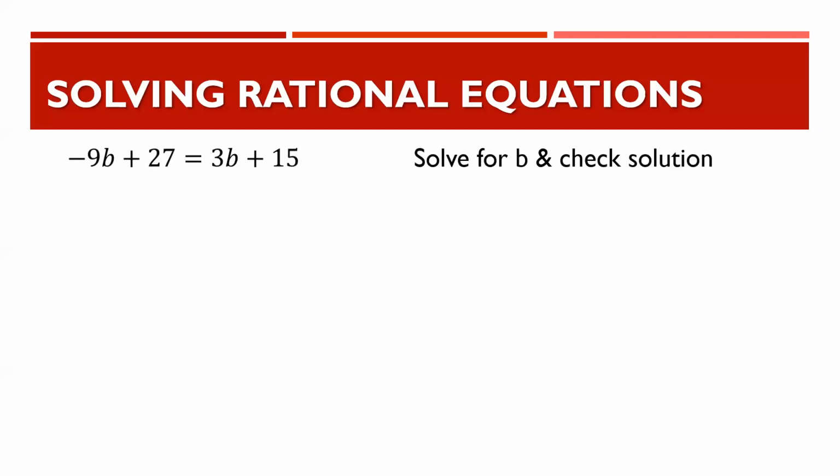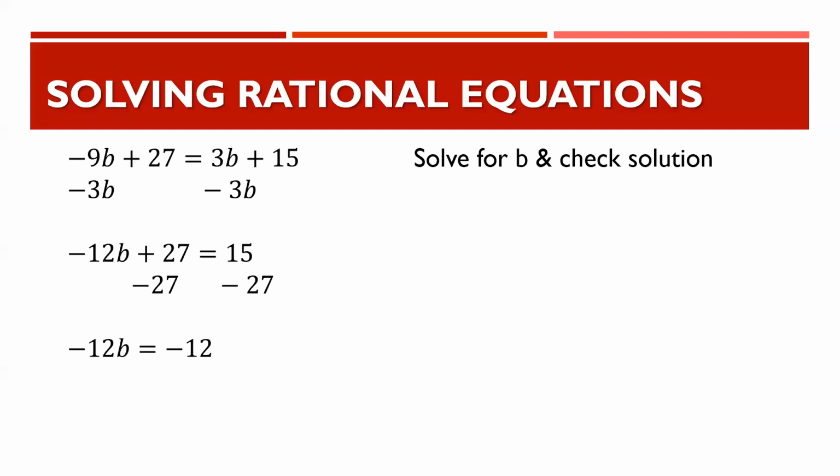So from here, we're going to solve for b and check our solution. So I started by taking away 3b on each side. There's the result. Subtract the 27 over. There's the result. And then dividing both sides by negative 12, we get a positive 1 for our answer. Plugging it back into the original equation and checking to see if it's valid, it does work. So b equals 1 is our solution.